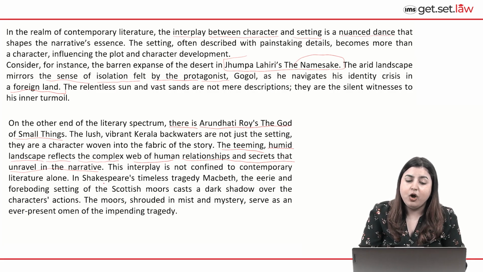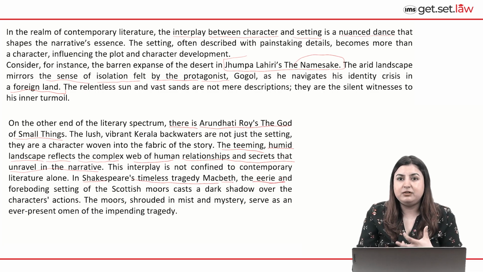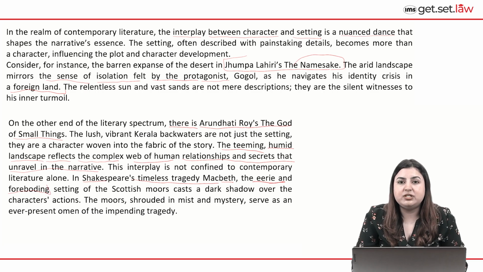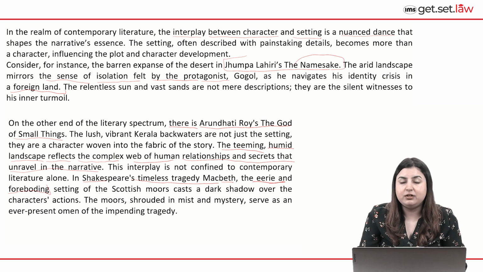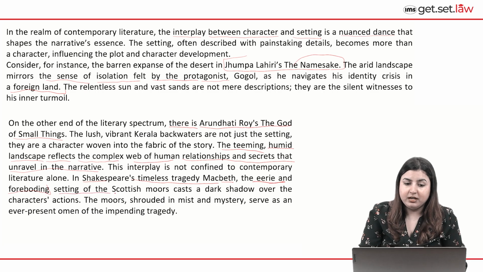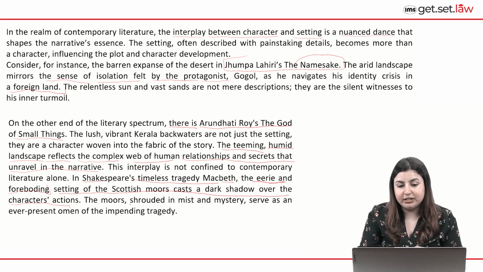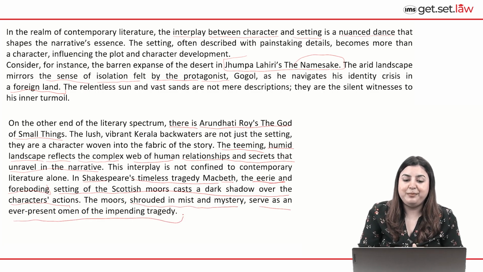For example, in the era of Shakespeare's timeless tragedy, Macbeth, the setting is very weird, very strange, eerie and foreboding. Foreboding here implies something which is like an ill omen or a bad omen, right? You're able to sense it beforehand that something bad, something very weird might happen. So the very eerie and foreboding setting of the Scottish moors casts a dark shadow over the characters' actions. Again, the setting here is kind of inspiring the characters' actions. The moors, which are shrouded in mist and mystery, they serve as an ever-present omen of the impending tragedy.